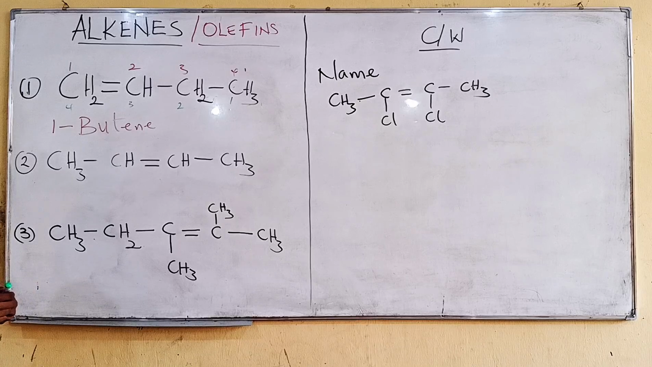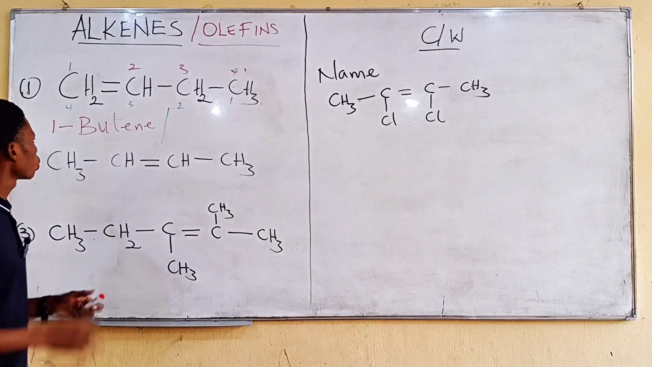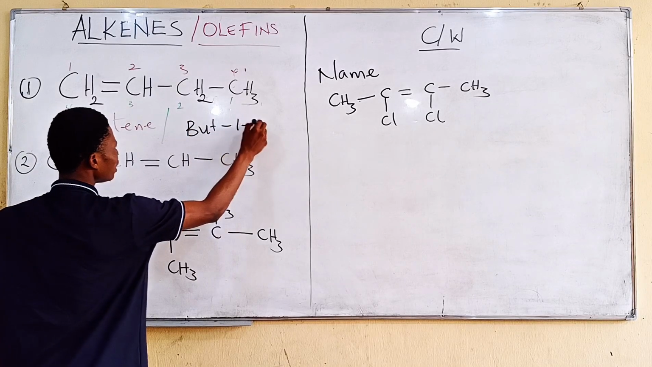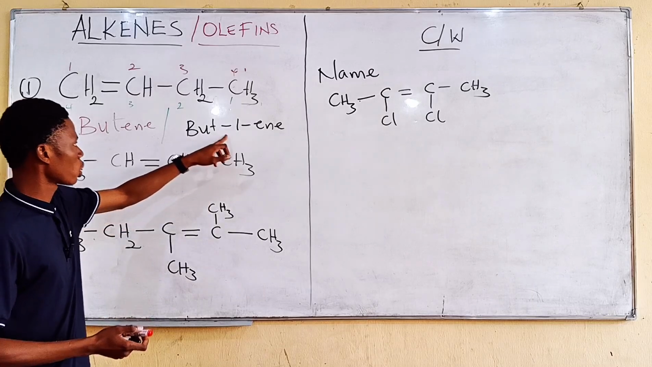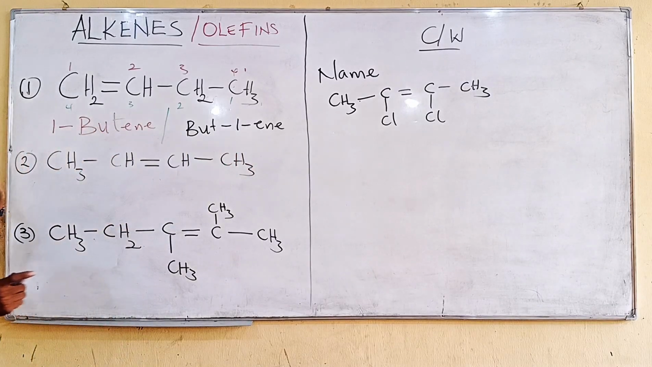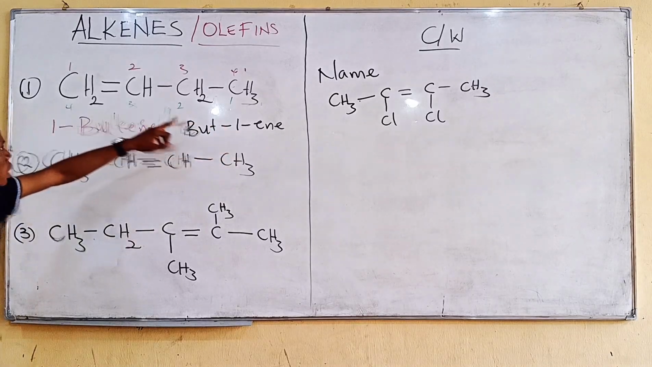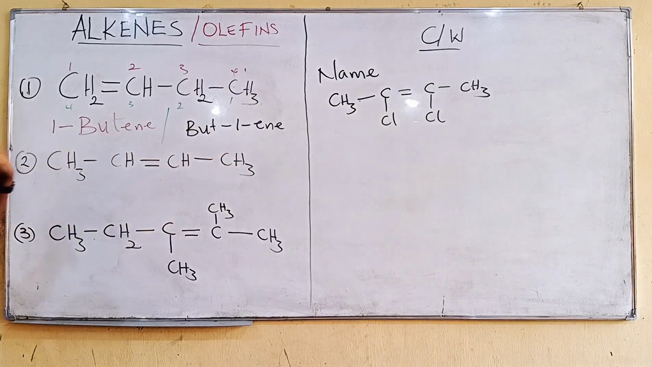If you don't want to call it 1-butene, you can call it but-1-ene. Please, there are rules to this thing. Check how I'm using my hyphen: but-1-ene or 1-butene. So I'm telling them the position. This one is now saying that the double bond is on carbon 1. Oh, this one, same thing.